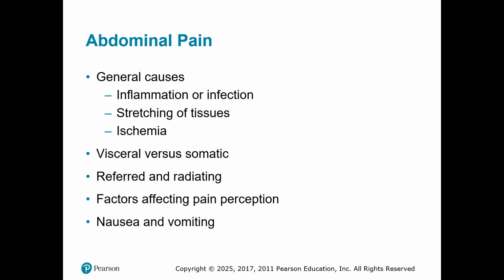So there are a lot of causes for abdominal pain: inflammation or infection, stretching of the tissues, and even ischemia, like a bowel obstruction. A bowel obstruction could cause ischemia.